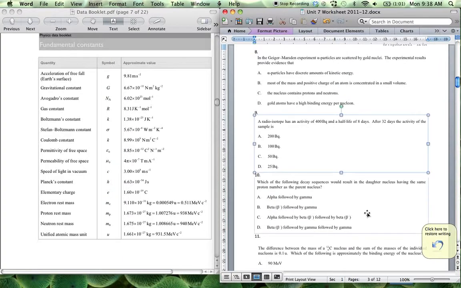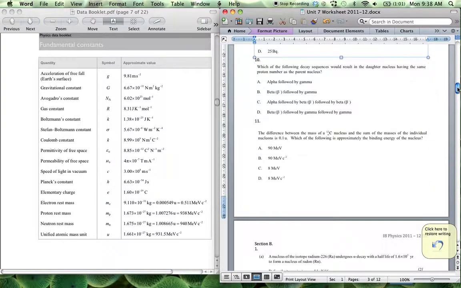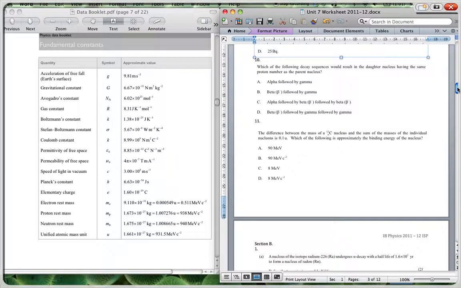And then question 11. It says the difference between the mass of a carbon-12, this is carbon-12 6 nucleus, and the sum of the masses of the individual nucleons is 0.1 u. So if you've got this, it means that you've separated all your 12 nucleons, 6 protons, 6 neutrons. If you separate them all apart, the sum of the masses is going to have a difference of 0.1 u.